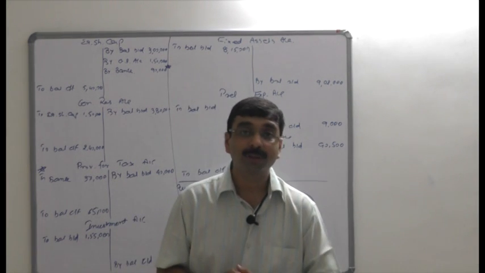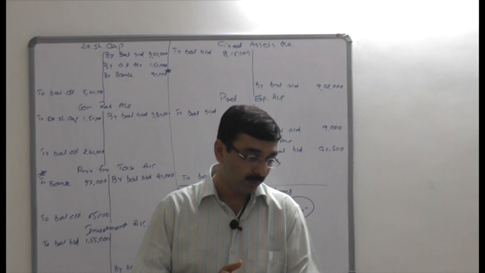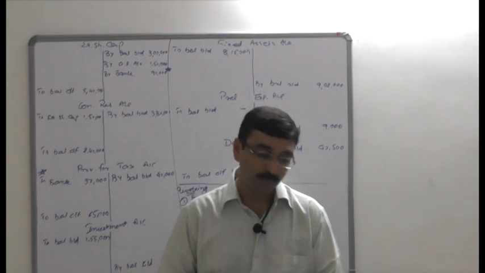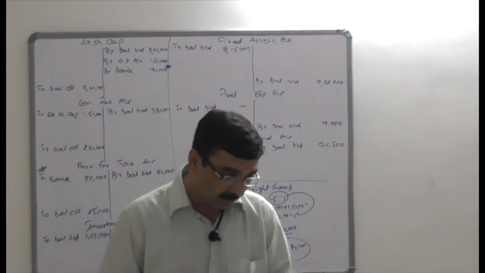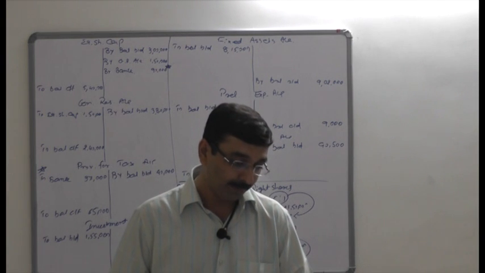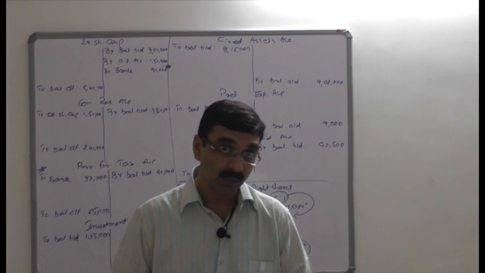So this is your third adjustment. Moving to the next adjustment, that is adjustment number 4. The adjustment number 4 is investment sold, rupees 7,000.